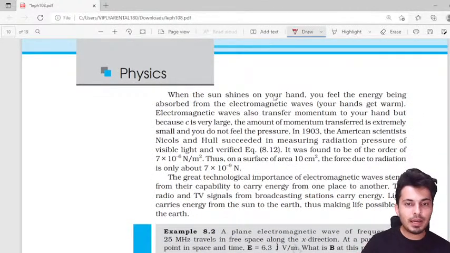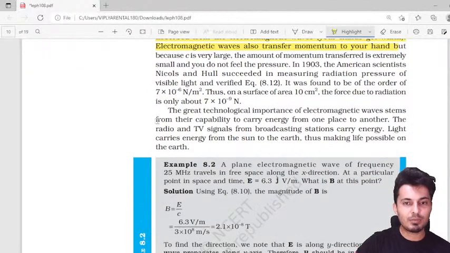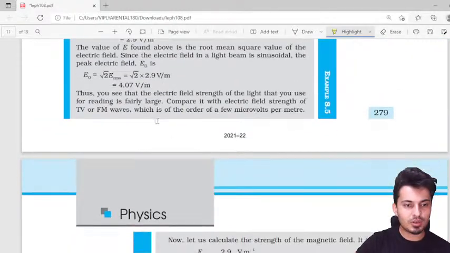Now, this is also the reason why your hands feel warm when sun falls on it, because light is transferring momentum. Also, it is transferring energy. Very, very important. Okay. Now, moving ahead to the next few important points over here.